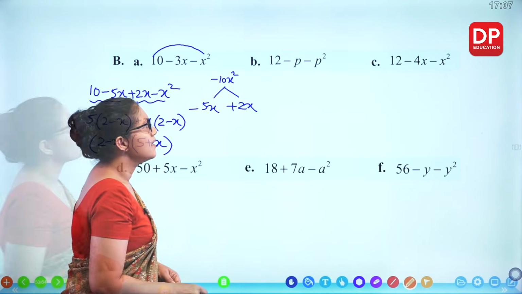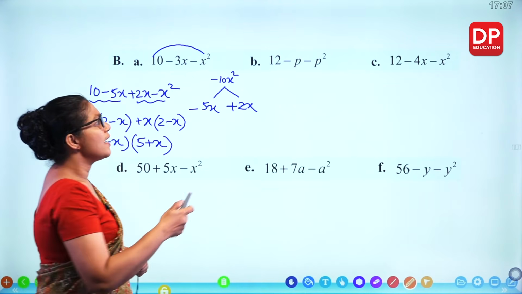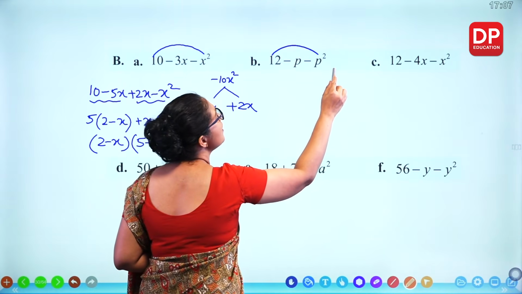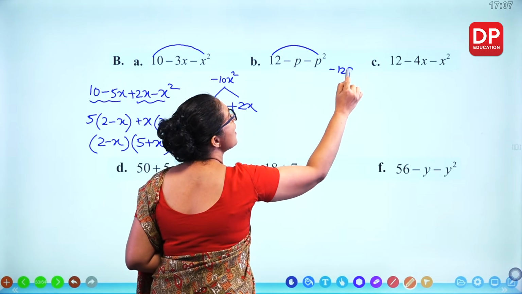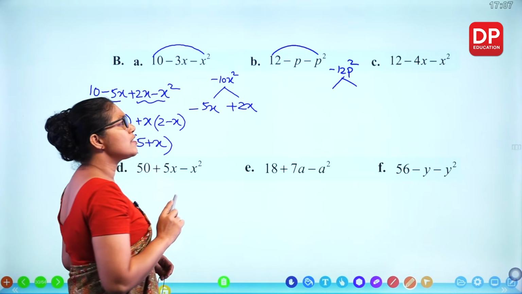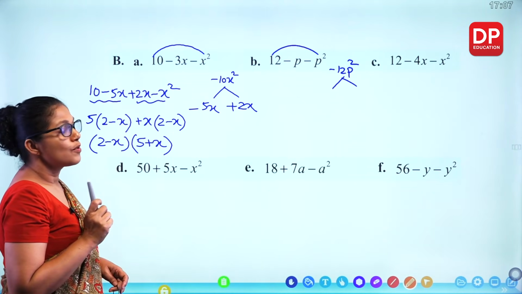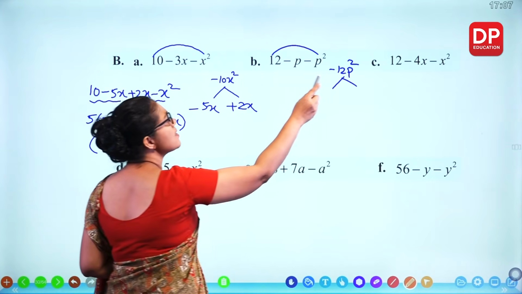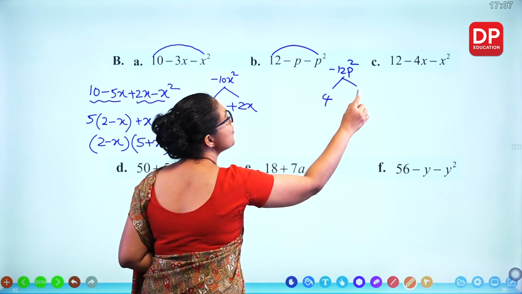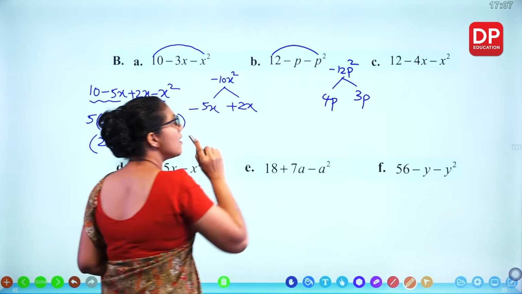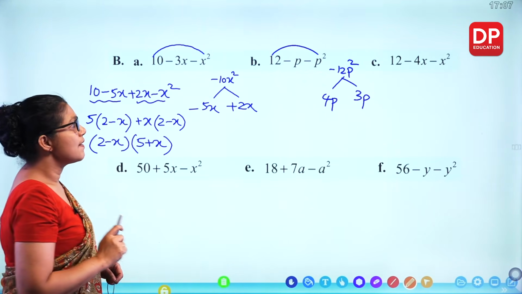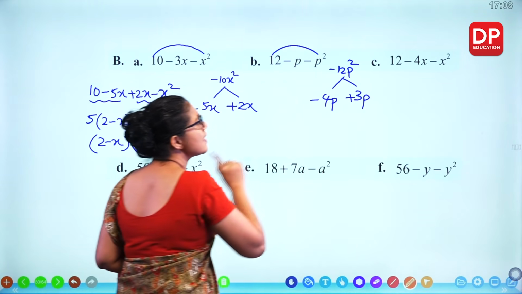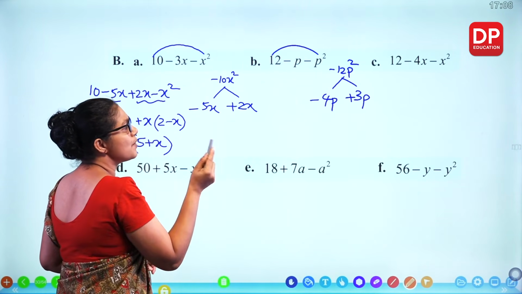Now look at this one. In this question also, you get the square term last. So what we do, we multiply, you get minus 12p squared. What are the factors of minus 12 to get minus p? This means one should be positive and the other should be negative. So factors of 12, you can write 4 and 3. Which one do you need to be positive? The middle term is negative, which means the highest number is negative, and plus 3p you are getting.